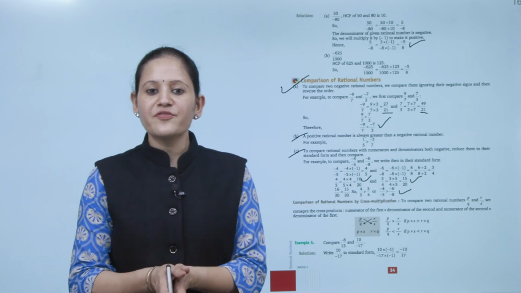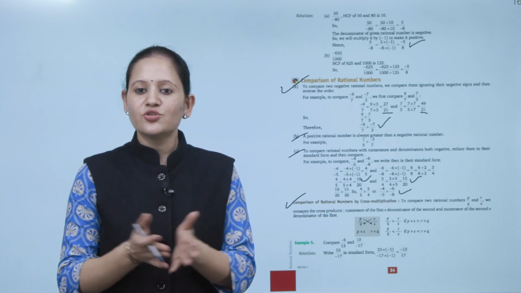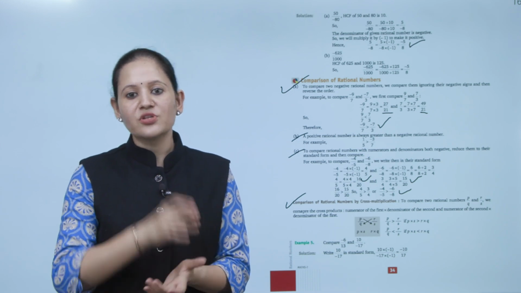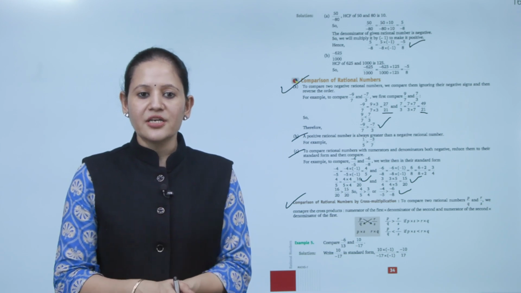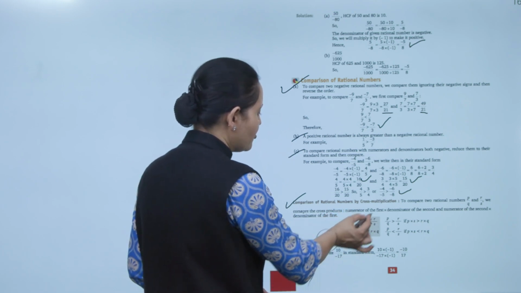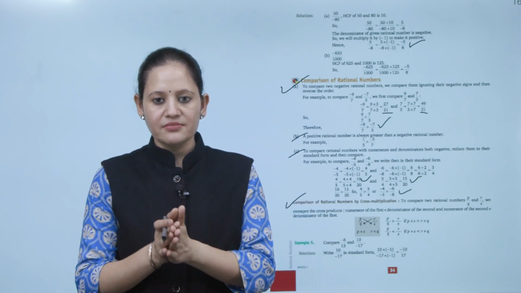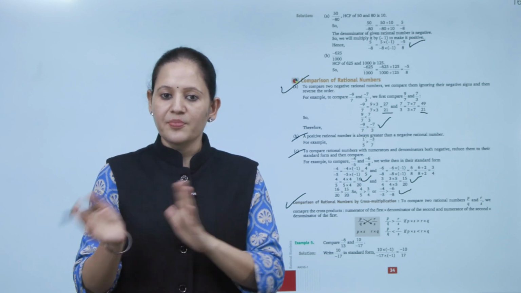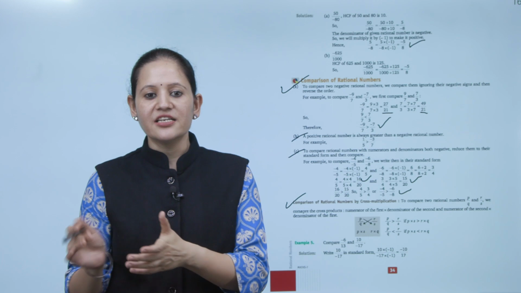Clear? Next is comparison of rational numbers by cross multiplication. To compare two rational numbers p by q and r upon s, we compare the cross products: the numerator of the first multiplied by the denominator of the second, and the numerator of the second multiplied by the denominator of the first. So we cross multiply p into s and q into r. Clear? Now p by q will be greater than r upon s if the product of p and s is greater than the product of r and q. p by q is less than r upon s if p into s is less than r into q.